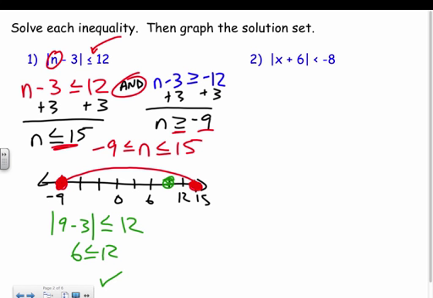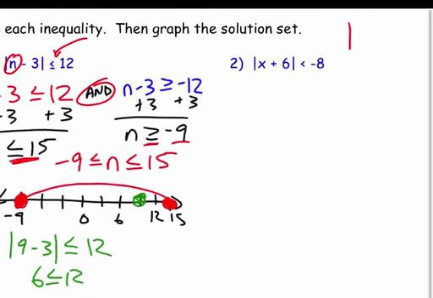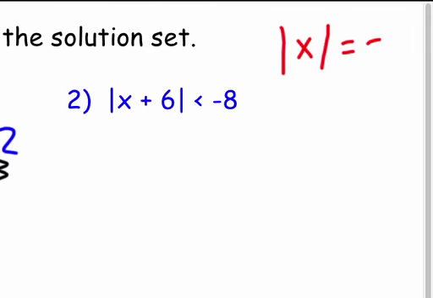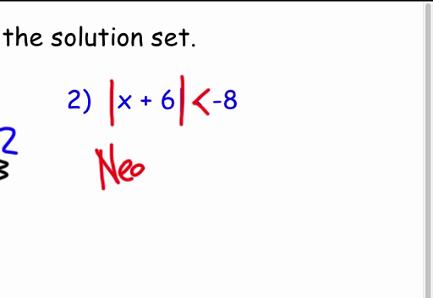Okay, how about this other one? My sensor should be clicking here. Because look, remember, can I ever take the absolute value of a number and get a negative answer? No. Can never take an absolute value and get a negative. That can never happen. Well, let's think about what my inequality sign here says. Can I take the absolute value of some number and get a number that's less than a negative? Well, any number that's less than -8 has to be a negative.